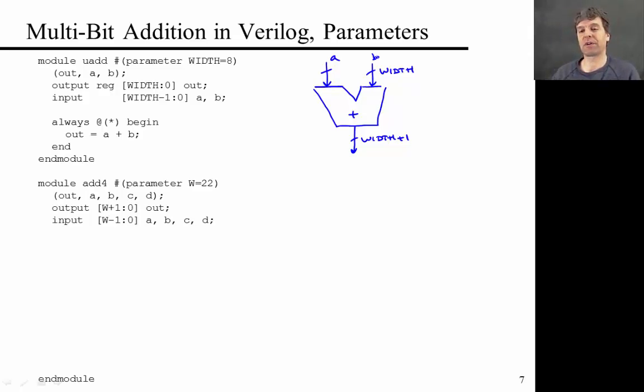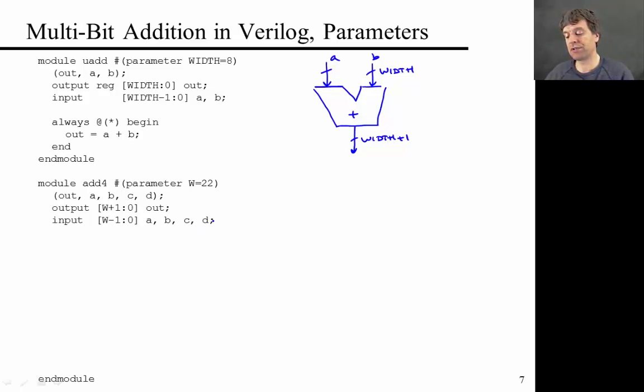Now in this next example, we're going to combine a few of these adders into a bigger adder circuit. So we're going to have this module add4. It has inputs A, B, C, D, and output out. You have to be careful here. The output is of size w plus 1, where we've introduced a new parameter w, which takes the value 22, and the inputs are 2 bits smaller. They're size w minus 1, and there are 4 of them.